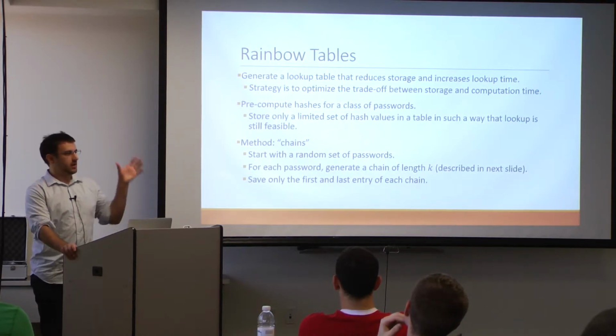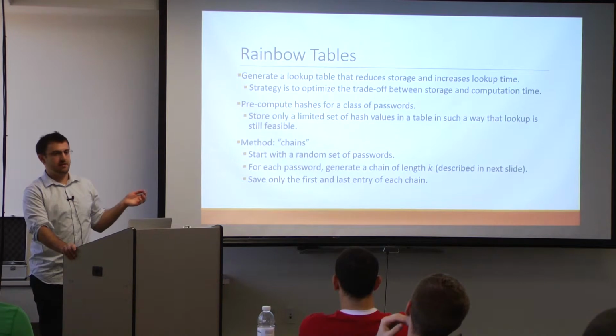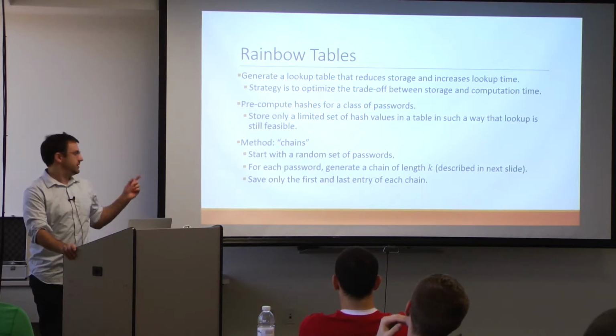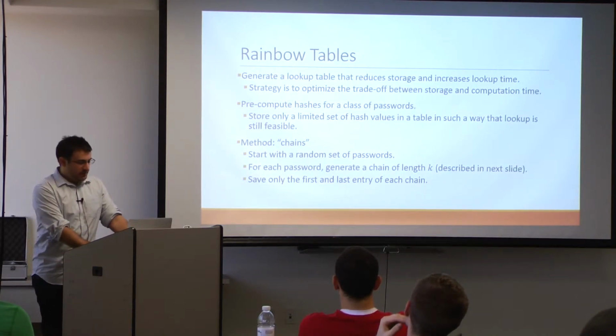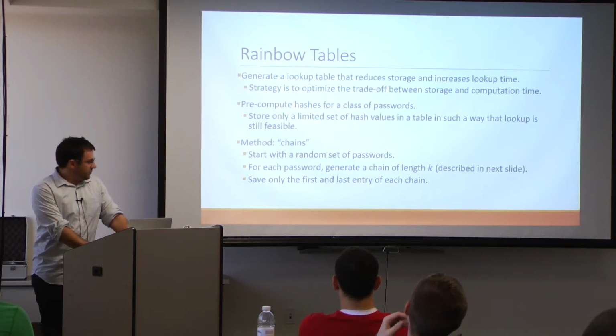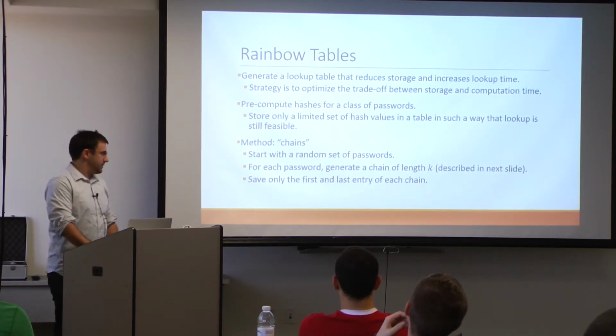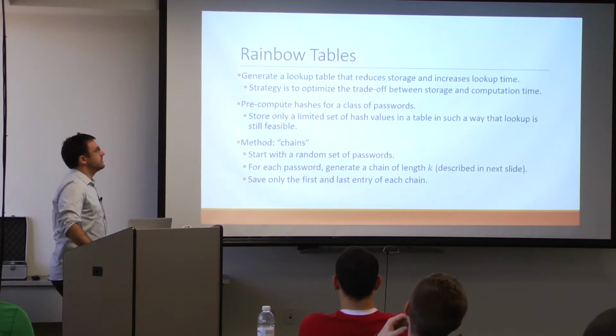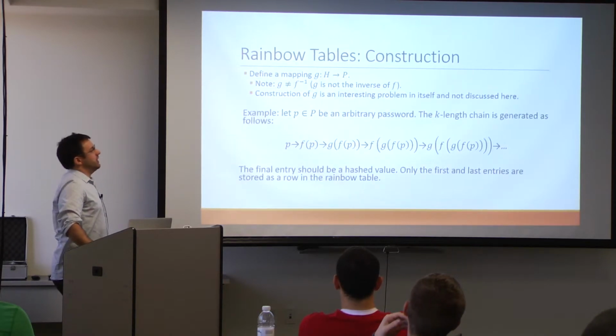So instead of storing 100 hash values, you'd only have to store 10, because you have 10 chains of length 10, so you only have 10 passwords that you store. And so that's a whole order of magnitude smaller storage size. Obviously, in the real world, they'd be much bigger. We're talking like gigabytes, terabytes. So how do we construct them?